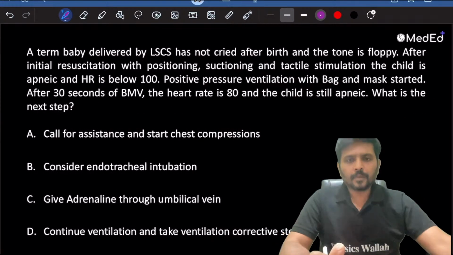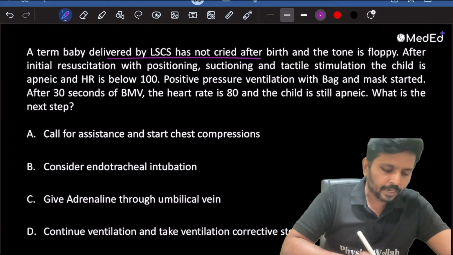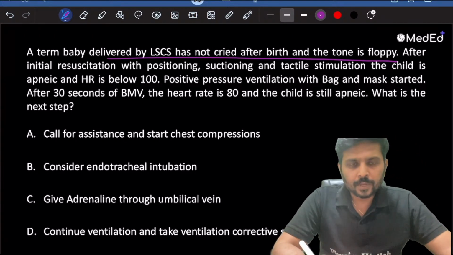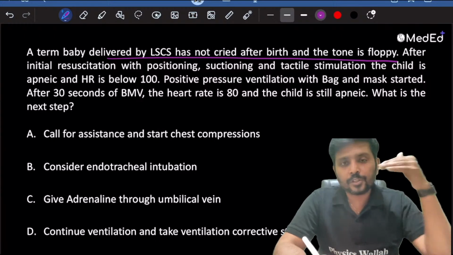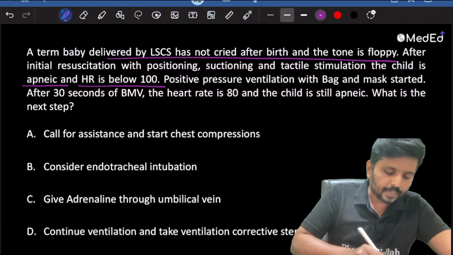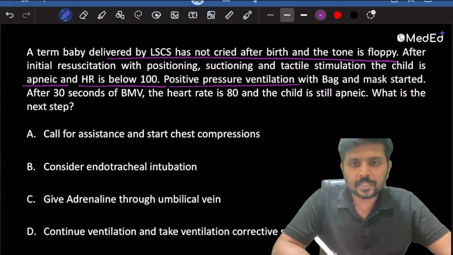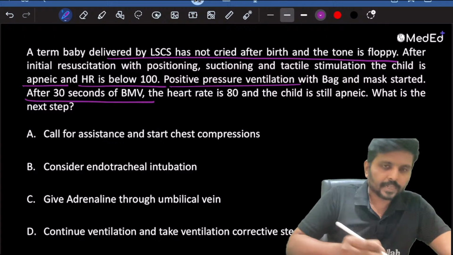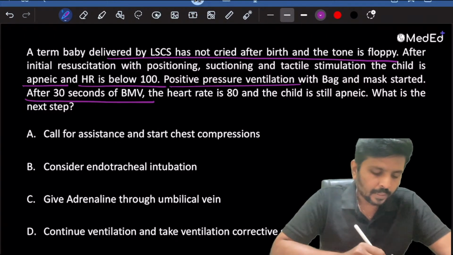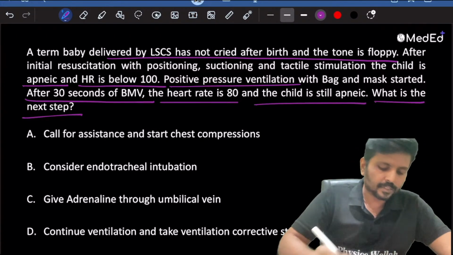Right. Next question. A term baby delivered by LSCS has not cried after birth and the tone is floppy. So what does it mean? The child is having hypoxia. After initial resuscitation with positioning, suctioning and tactile stimulation, the child is apneic and heart rate is less than 100. So when the heart rate is less than 100, you need to start bag and mask ventilation, which is nothing but positive pressure ventilation. After 30 seconds of bag and mask ventilation, the heart rate is 80. When the heart rate is 80 and the child is apneic, what is the next step?